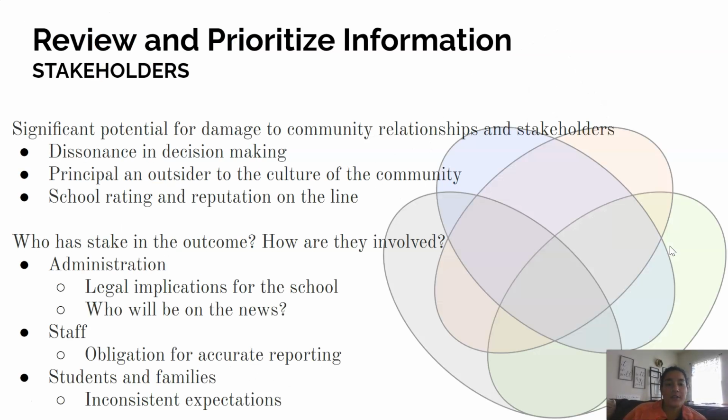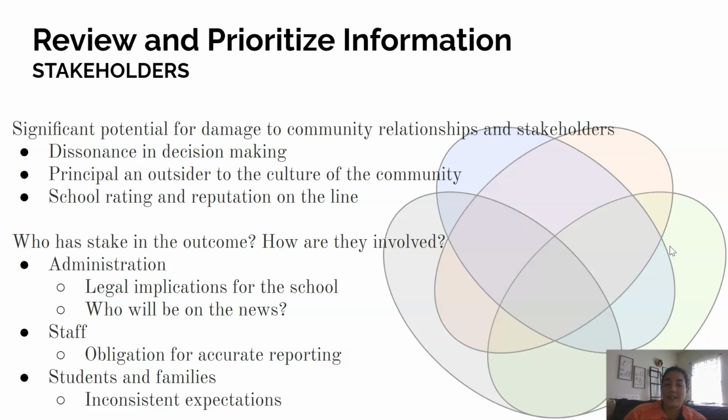So the stakeholders that are involved, we just talked about the people, but there is significant potential for damage to the community and to the stakeholders. Obviously, as soon as this issue is brought to the attention of the staff at the school, there could be some disagreement. There could be some decision making that has to happen in terms of what's excused, what's not excused, and there might be some disagreement when that happens.